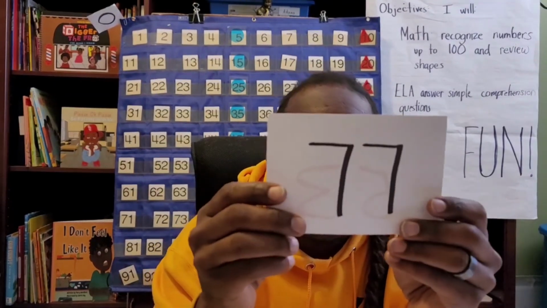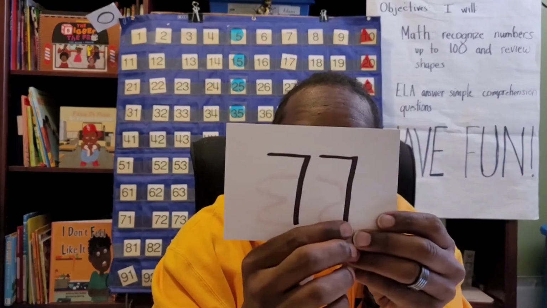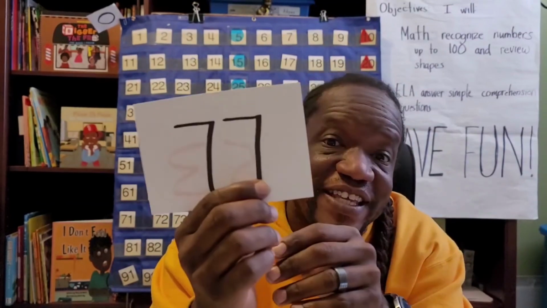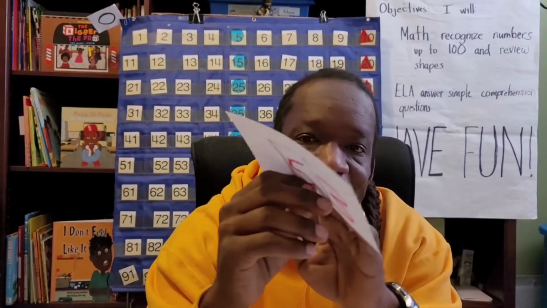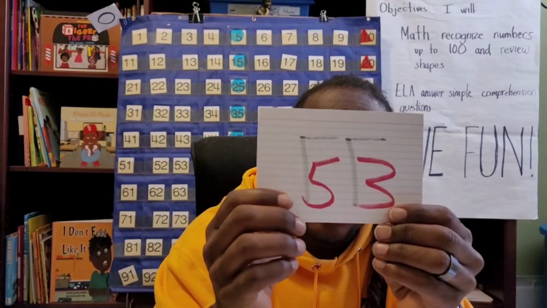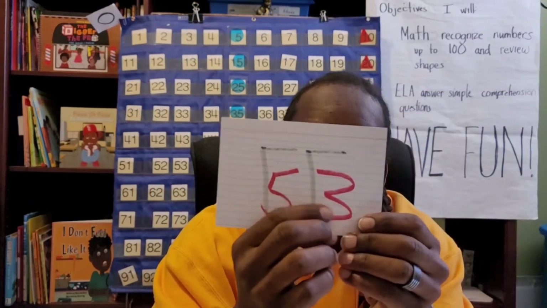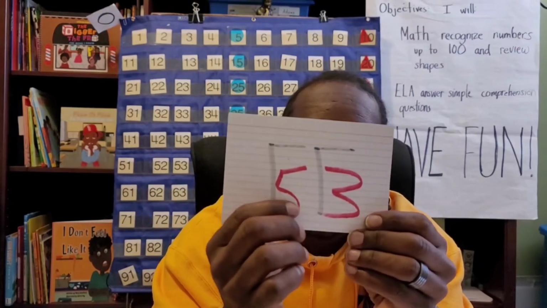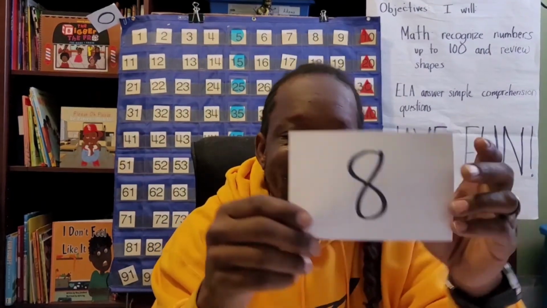What number is this? A 7 and a 7? 77. Yes. What about this one? A 5 and a 3. Yes, those are the two digits. 53. Yes.